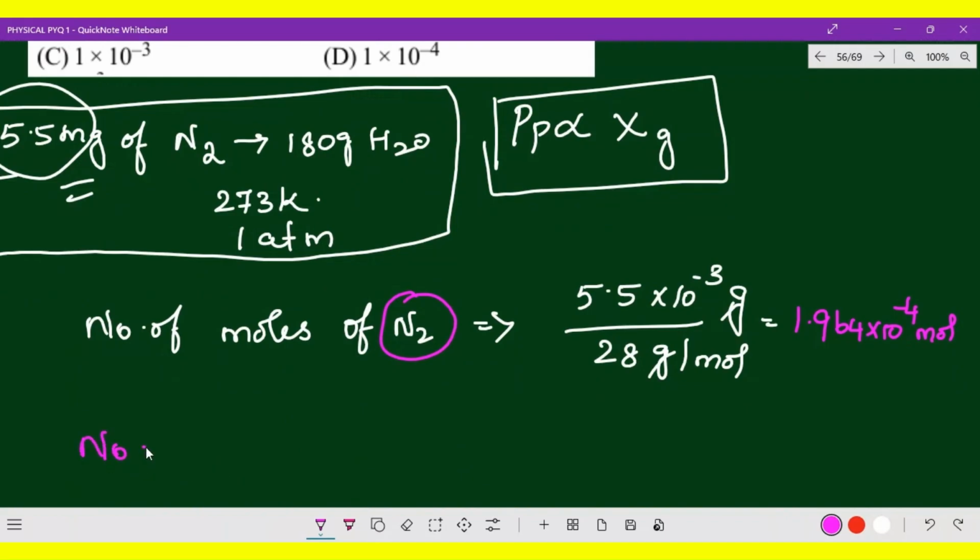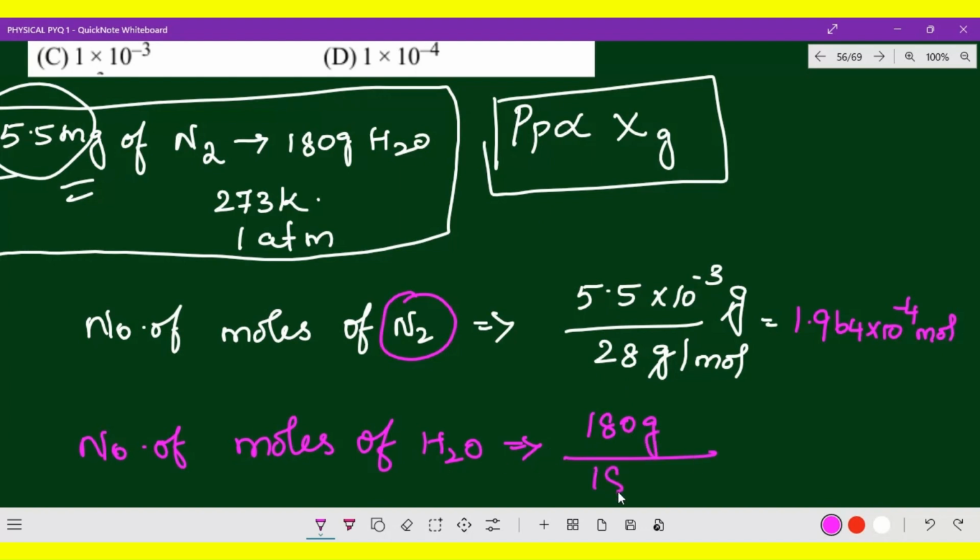So the number of moles of water: 180 gram is mentioned, so 180 gram divided by 18, the molecular mass of water, which is 18 gram per mole. Gram and gram cancel, so it is 10 mole. So we got both the values of moles.